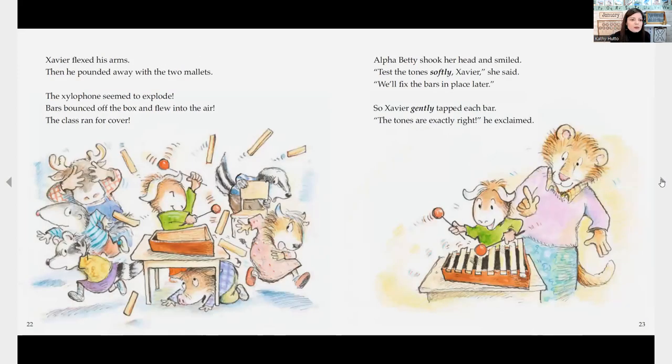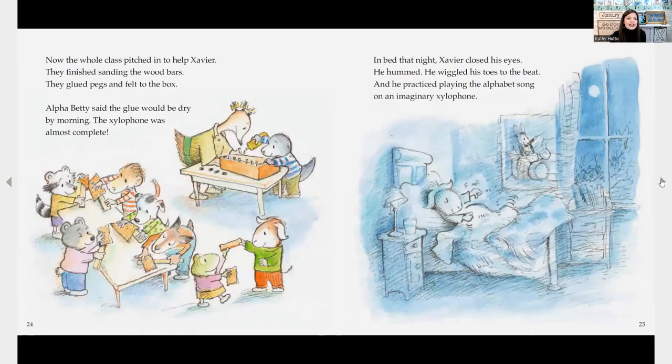Xavier flexed his arms, then he pounded away with the two mallets. The xylophone seemed to explode. Bars bounced off the box and flew into the air. The class ran for cover. Alpha Betty shook her head and smiled. "Test the tone softly, Xavier. We'll fix the bars in place later." So Xavier gently tapped each bar. "The tones are exactly right," he exclaimed.